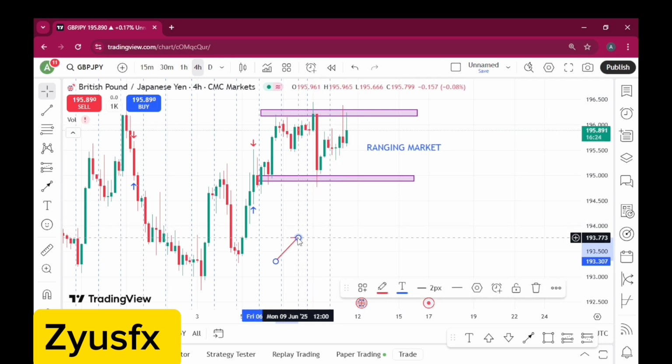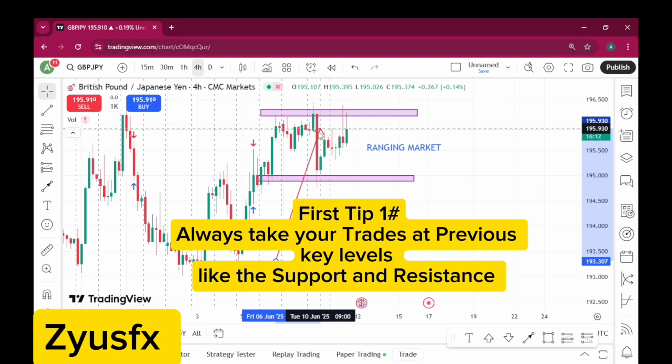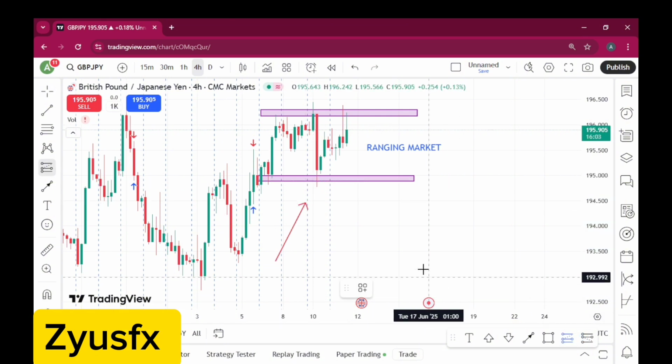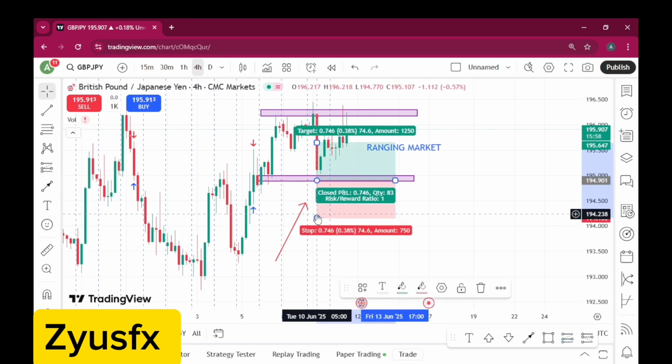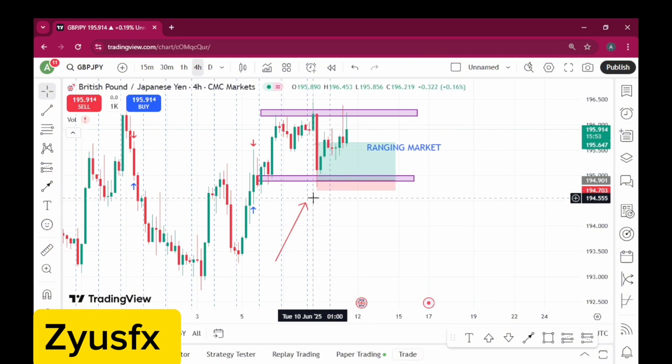So we are going to start with the first tip, which is to always take your trades at previous levels. Like this is our support level and this is our resistance level. So if you took the buy here, let me illustrate that for you guys. Let's say we took the buy. Remember, this is for educational purposes. Backtest the strategy before risking a huge amount or going live in the market.